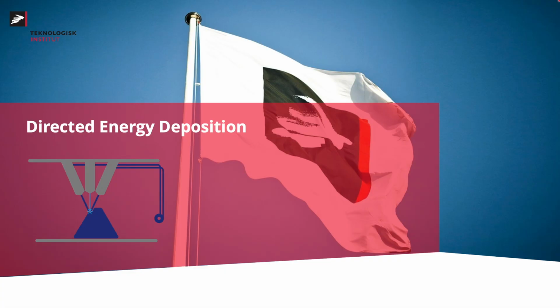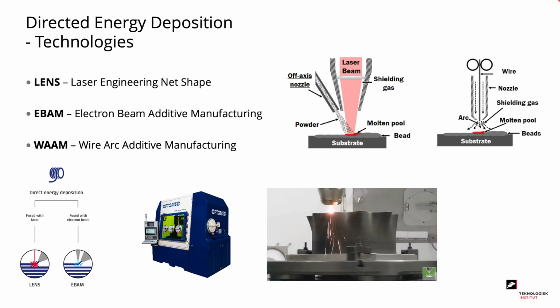We will now move on to directed energy deposition. Directed energy deposition can be subdivided into three main categories. First being LENS, known as Laser Engineering Net Shape. Then we have EBAM, known as Electron Beam Additive Manufacturing. And then we also have WAM, Wire Arc Additive Manufacturing.